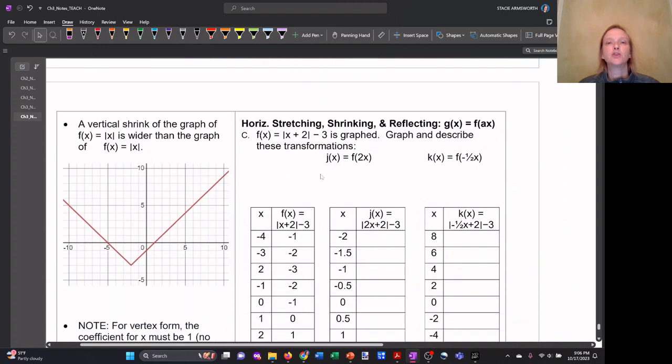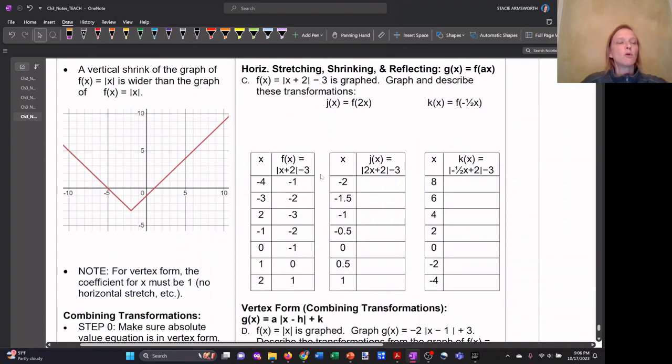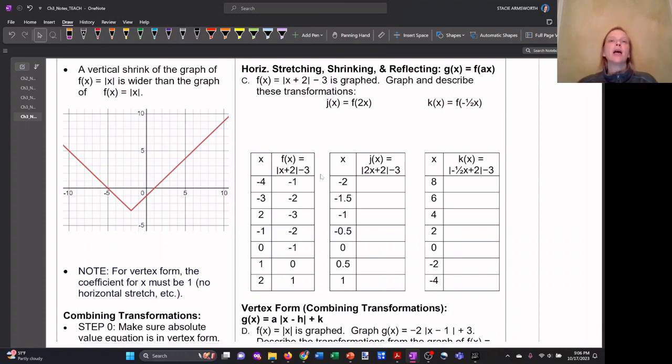Let's look at horizontal stretching, shrinking, and reflecting. Remember, transformations in the x direction are applied to the input, before you evaluate the function, in this case, the absolute value. So these are all going to be changes to the inputs, because if you look, I'm multiplying my input by 2 before I do the absolute value function, or I'm multiplying x by -1/2 before I apply the absolute value function.